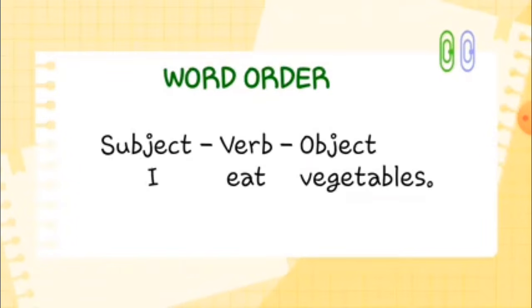Let's begin the discussion by understanding the word order in English. Word order is very important because it can impact the meaning of what we are trying to say. The standard word order in English is subject, verb, then object. Subject is a person or thing that is being discussed or described in a sentence. It can be a noun or a pronoun. Verb is one that does the action, while object receives the action. For example, I eat vegetables.